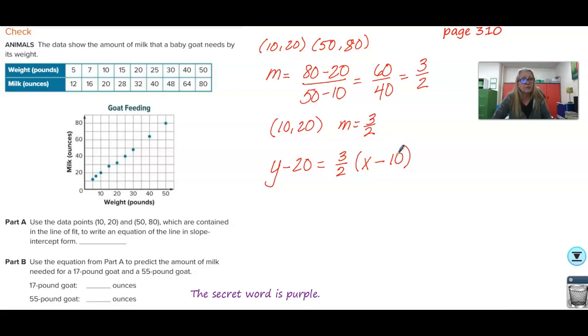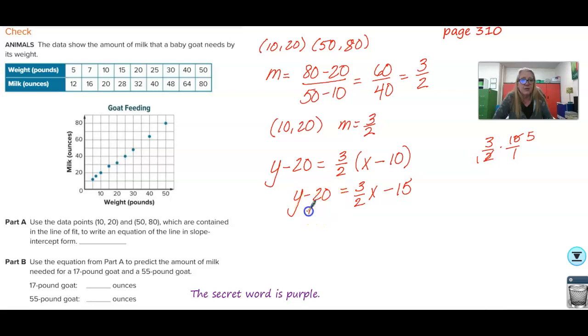From here, we can write an equation in slope-intercept form. We'll need to distribute this 3/2. y minus 20 equals 3/2 x. Let's see, 3/2 times 10. The 10 and the 2 would cancel. Here's what I'm doing in my head: 3/2 times 10 over 1. I'm saying those would cancel, giving me 1 here and 5 here, which gives me minus 15 because this was a minus, okay?